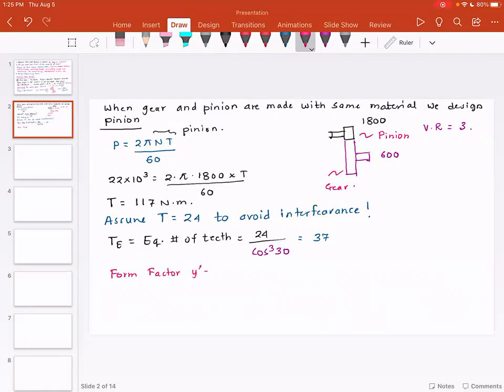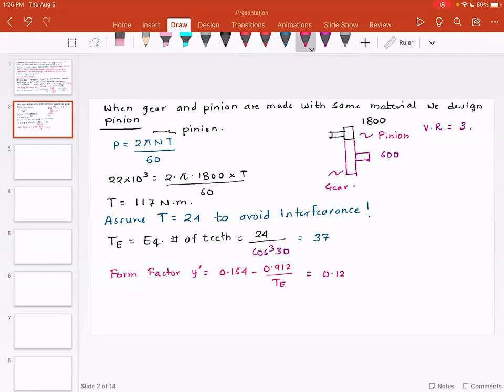The equation is exactly the same as for a spur gear, except we are going to use the equivalent number of teeth: 0.154 minus 0.912 divided by TE. Substitute the value and you will get 0.12. So we got the Lewis form factor.